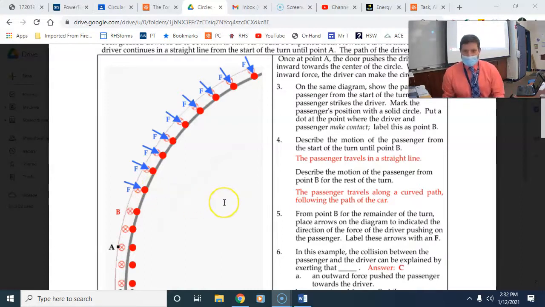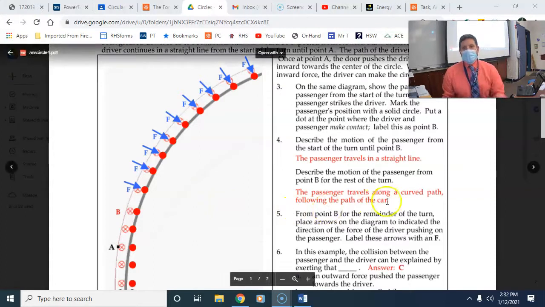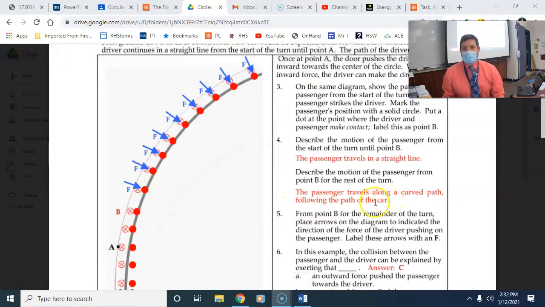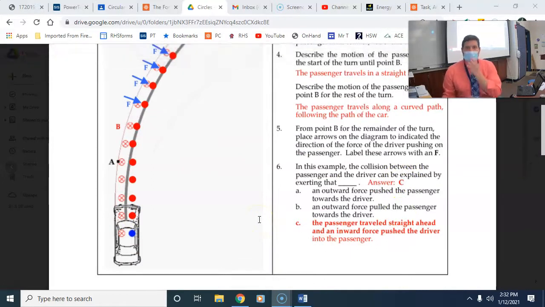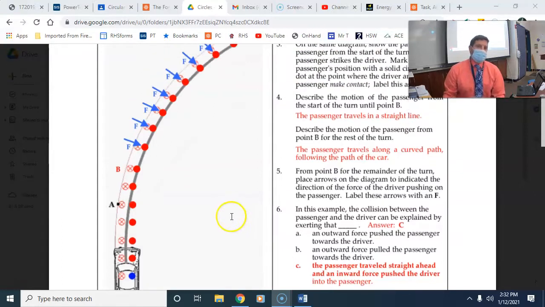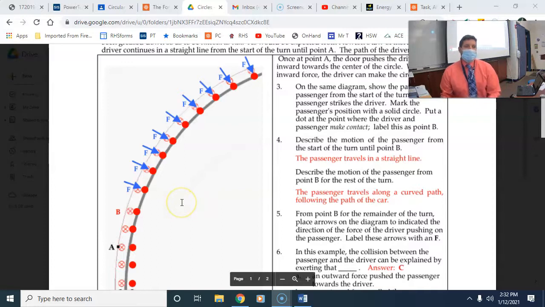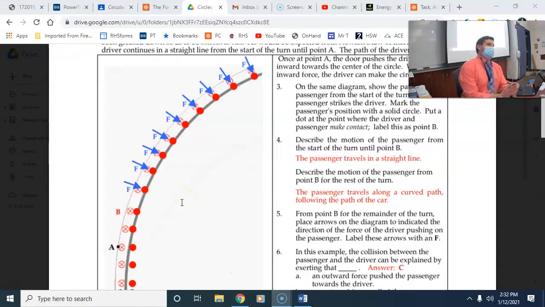And then it says, describe the motion of the passenger from point B to the rest of the turn. So from point B on, the passenger curves because the car is making them. But up to point A, they're going in a straight line because the car hasn't turned yet. Number 5, from point B for the remainder of the turn, place arrows on the diagram indicating the direction of the force the driver is pushing on the passenger with. So the passenger is flying into the driver, but the driver's body is actually putting an inward force back on them to go through the turn. So the force is inward.